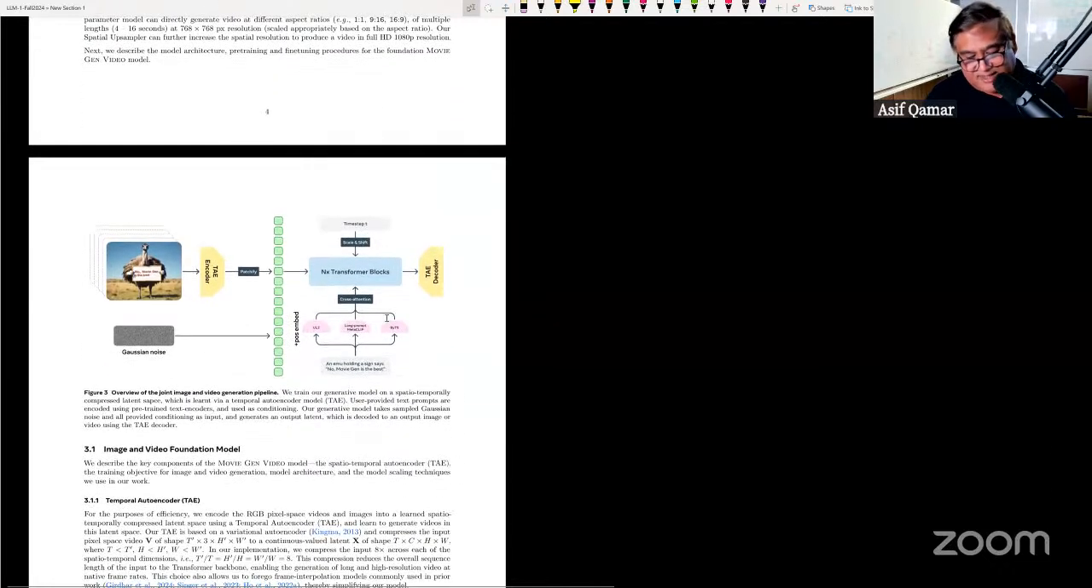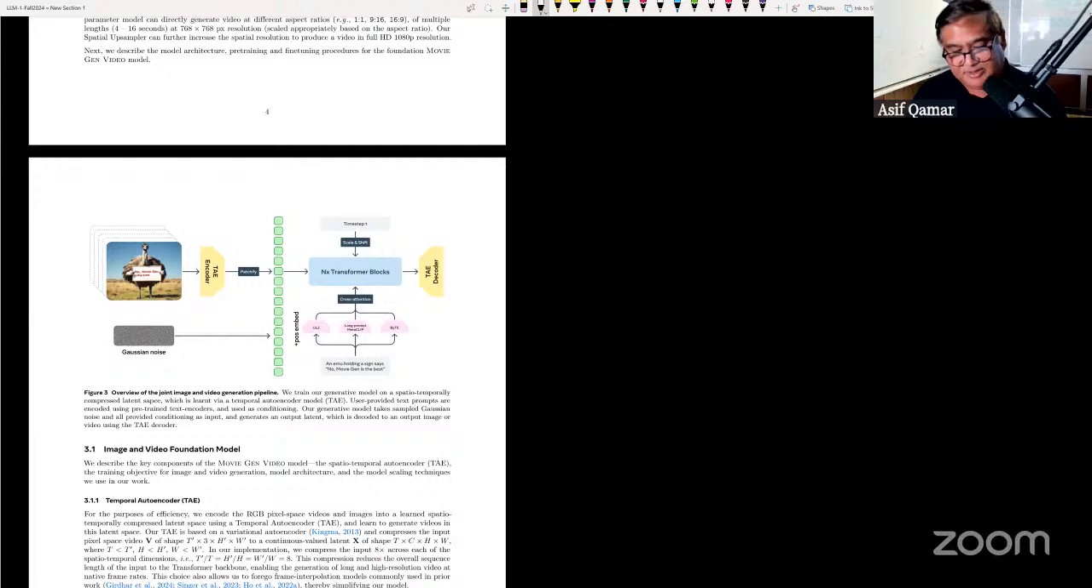So here is the architecture I'll go over. We train our generation model on a spatio-temporally compressed latent space. So what does that mean? We know what autoencoders are, guys. How many of you would like to know what an autoencoder is? Okay. An autoencoder is something interesting. It's a neural architecture whose job is to learn interesting representations of the data. And I'll give you an example.